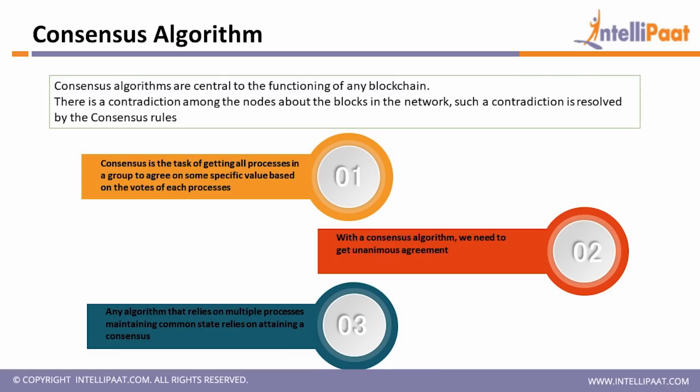If there is a contradiction among the nodes about the blocks in the network, such a contradiction is solved by the consensus rules. Consensus is the task of getting all processes in a group to agree on some specific value based on the votes of each process. With a consensus algorithm, we need unanimous agreement from all nodes to decide a winning node. Any algorithm that relies on multiple processes maintaining common state relies on attaining a consensus. So how does it happen? Every node has to agree on a value by a voting system or some similar way, to reach a consensus and decide which node will write its block to the blockchain.